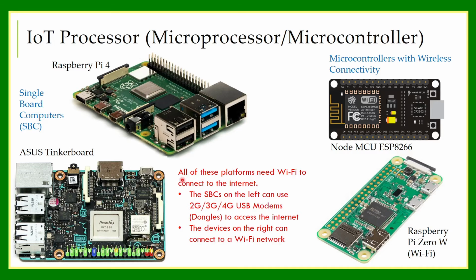However, as you can see, all these devices have some kind of Wi-Fi interface in them, so they need that to connect to the internet. They can connect to the internet using your Wi-Fi router. The SBCs on the left can connect 2G, 3G or 4G USB modems, as they have USB ports where you can connect your old USB modems if you have to give them internet access. Devices on the right can connect to a Wi-Fi network directly using their inbuilt Wi-Fi.